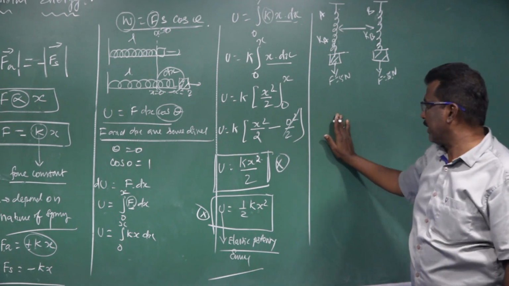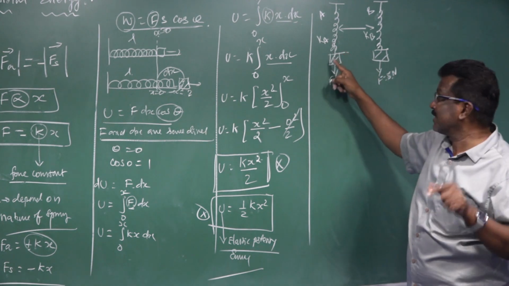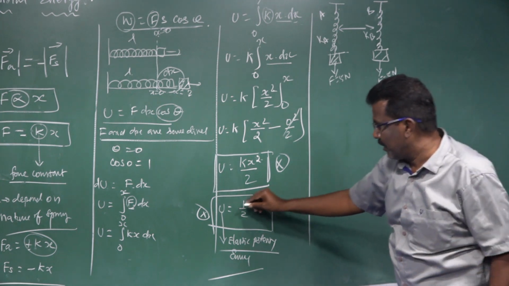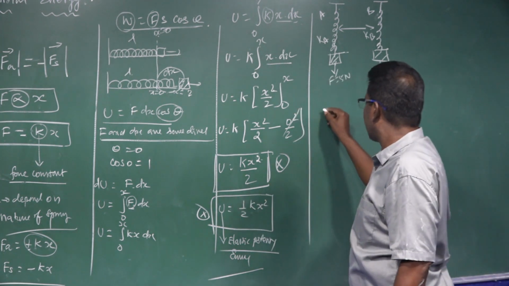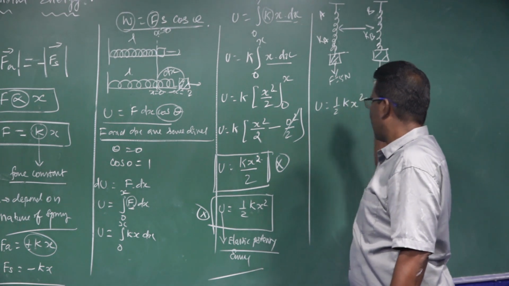Now we have to calculate. From the formula, when it's stretching or compressing, the energy stored in the spring. What is the formula to calculate the energy? U is equal to 1 by 2 kx square.